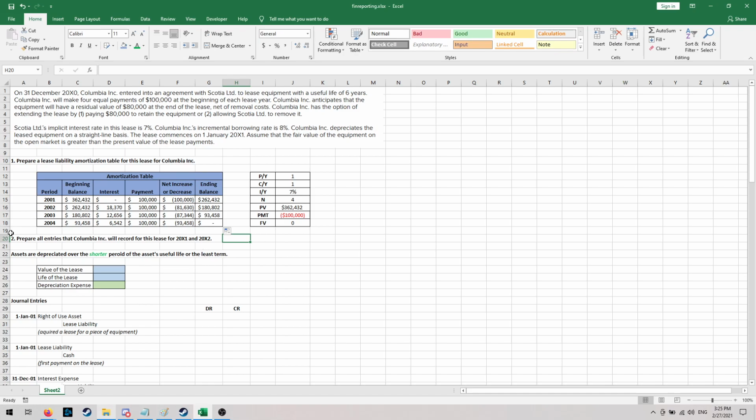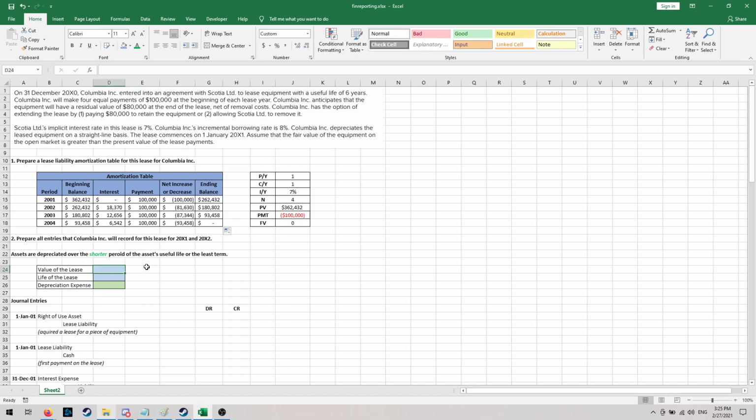So then the next thing we want to do is we're being asked to prepare all of the entries for the first 2 years. So that's 2001 and 2002. The first thing we need to do is calculate the depreciation expense. Remember, we're not depreciating this asset over its entire life. We're depreciating this asset over the amount of time we own it. Now, if the asset's useful life would have been shorter than the time we owned it, if this asset only had a useful life of 2 years, we would use that. But since this asset has a useful life of 6 years, and we're owning it for 4, we only need to take into account the 4 years we own it.